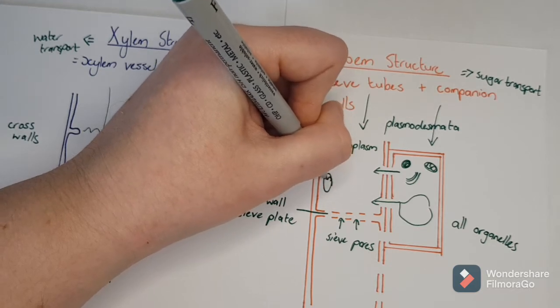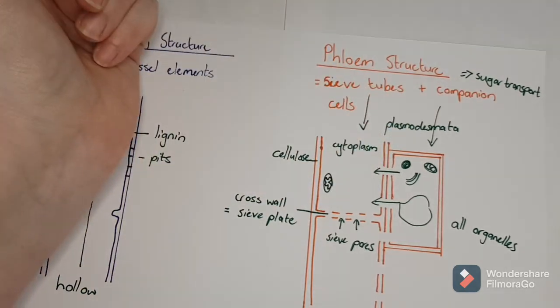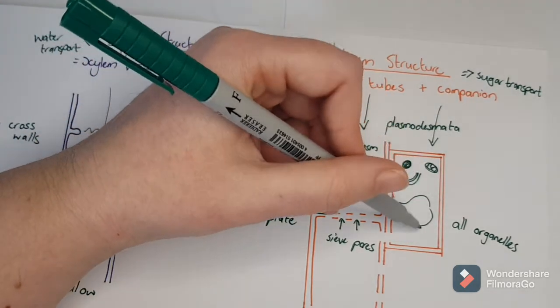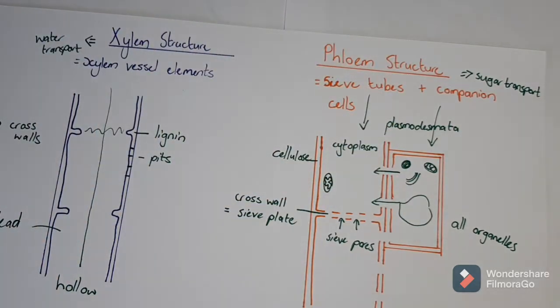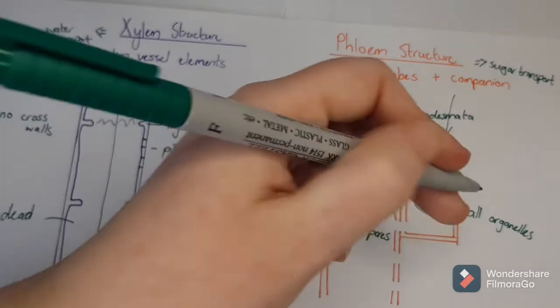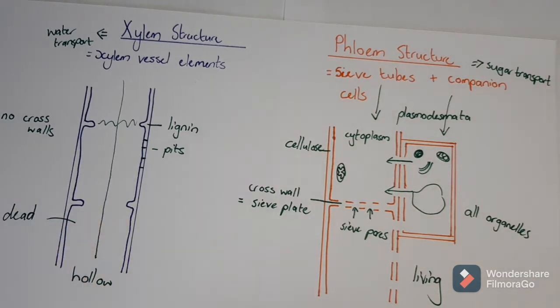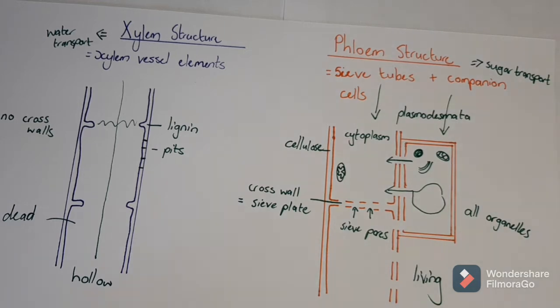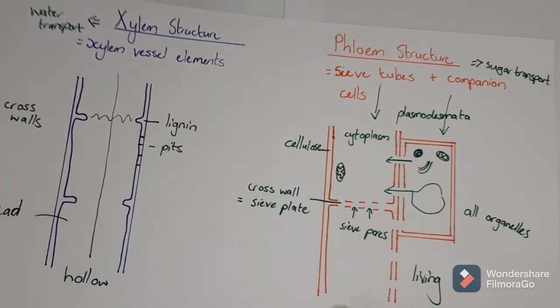You might have mitochondria because it needs some energy, that you would find in there. Other than that, all of the organelles that it needs are in that companion cell. So obviously the main difference is that these ones are dead, these ones are living and filled with cytoplasm, whereas those are hollow, and then you can compare both of them for their different functions. So that is our main plant structures for transport, our xylem and our phloem.